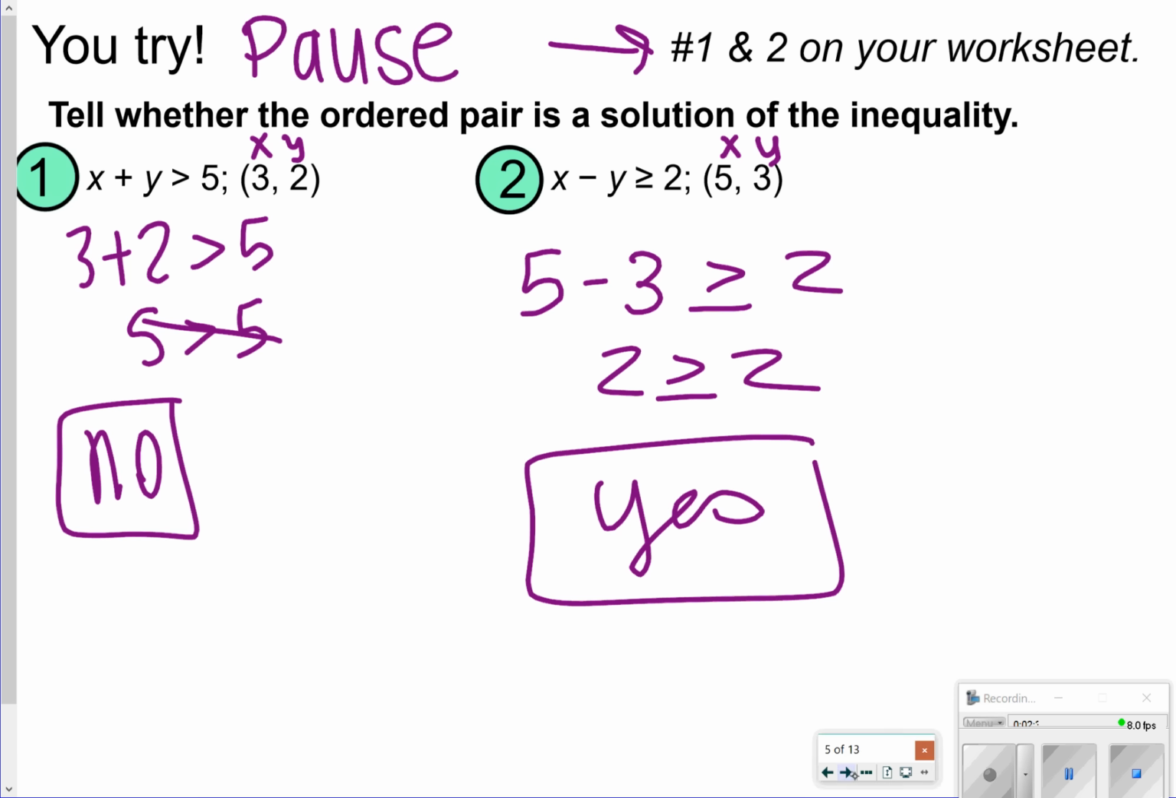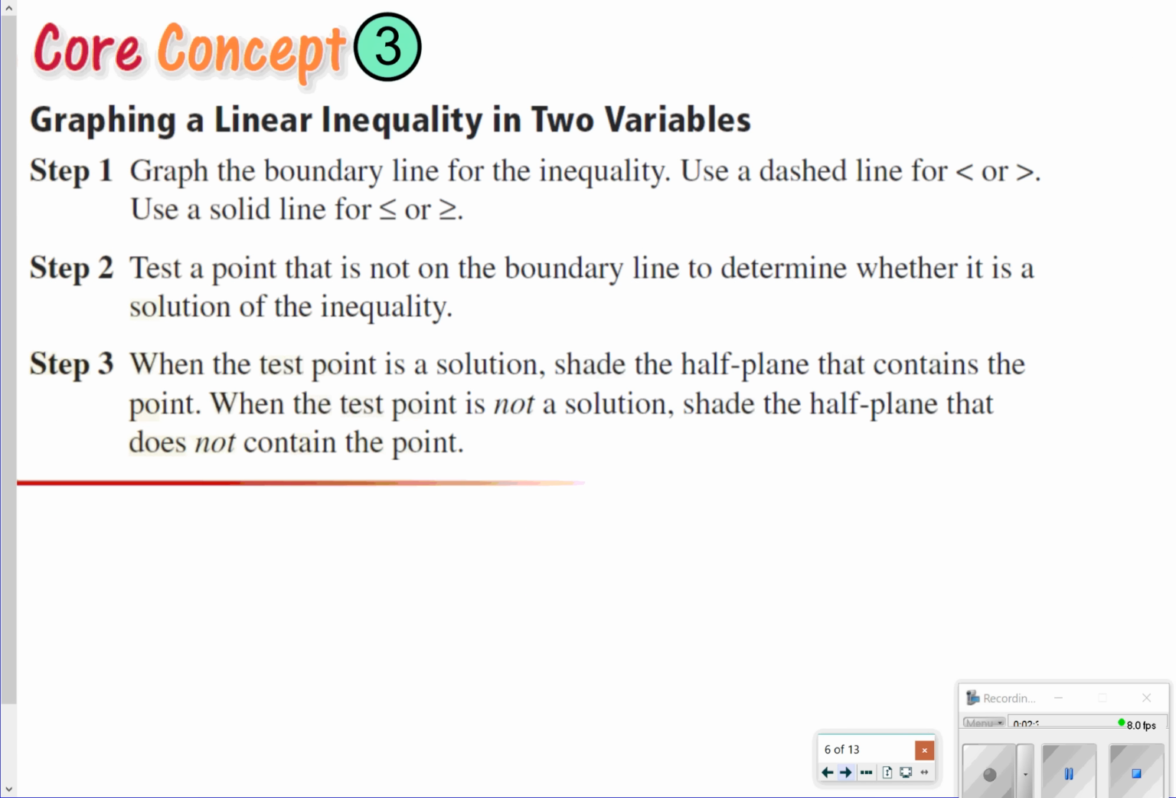The next thing we're going to talk about are your steps for how to graph. So this would probably need to be written in your notebook somewhere, unless you can find room on that worksheet, which I don't think you could. I would rather you just write this in your notebook. To graph your linear inequality, there are 3 steps, okay? And normally, it's basically just like graphing slope-intercept form.